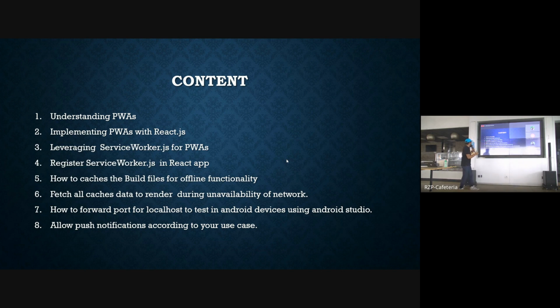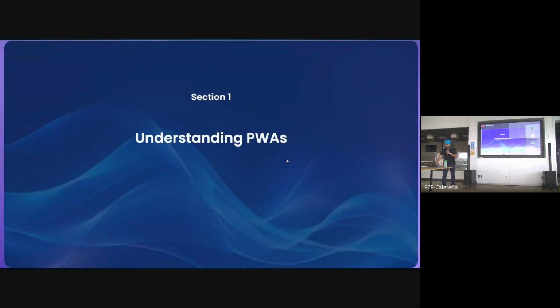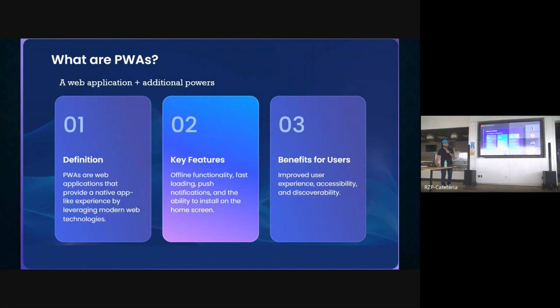You are going to learn that. And the fifth point is how we cache the pages. React.js has different types of routing, so every routing page we have to cache for when the network is unavailable. We will discuss all the techniques for that, and how we will enable push notification services here.